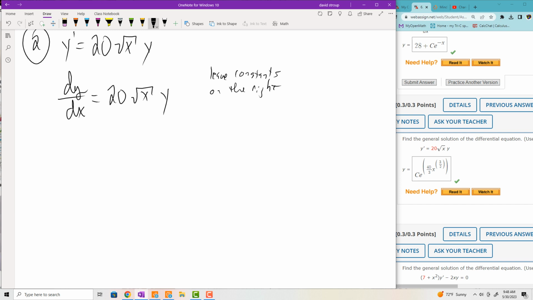And it's not a bad idea to just experiment once in a while with going in the wrong direction. That'll teach you not to go that way anymore. But it could cost you a lot of time, right? Sometimes it's better not to learn the hard way. Anyways, we're going to divide both sides by y, multiply both sides by dx.